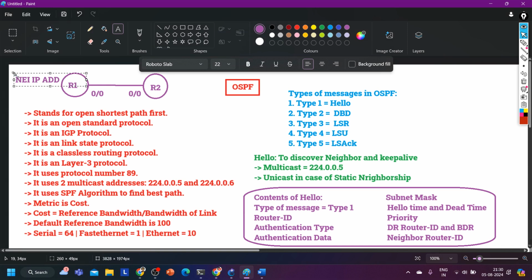IP address, destination IP address. In this case, router 1 is going to form a static neighborship. In this scenario, you have to configure the neighbor command on both routers, on router 1 also and on router 2 also. And both routers are going to form a static neighborship. So whenever a router forms a static neighborship, in that case, the router will send hello messages on a unicast address. Clear?